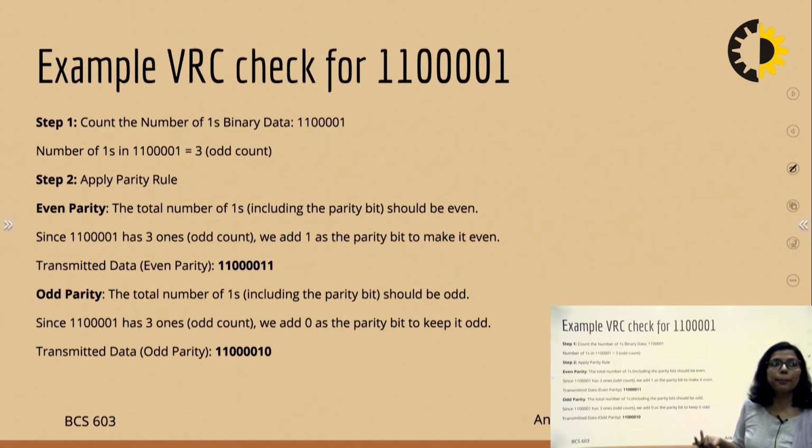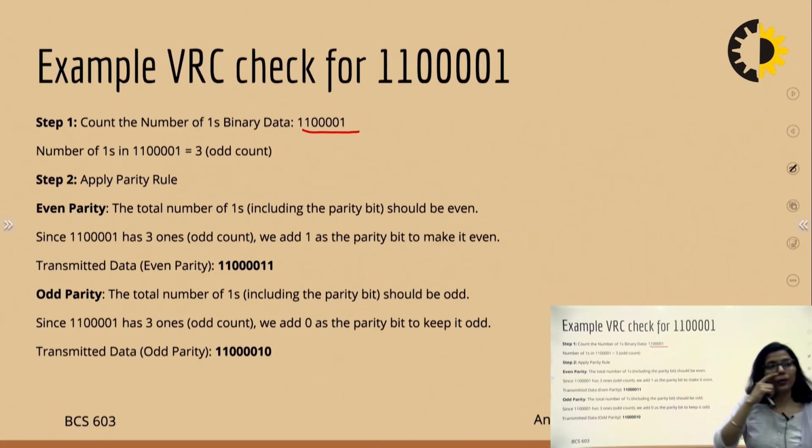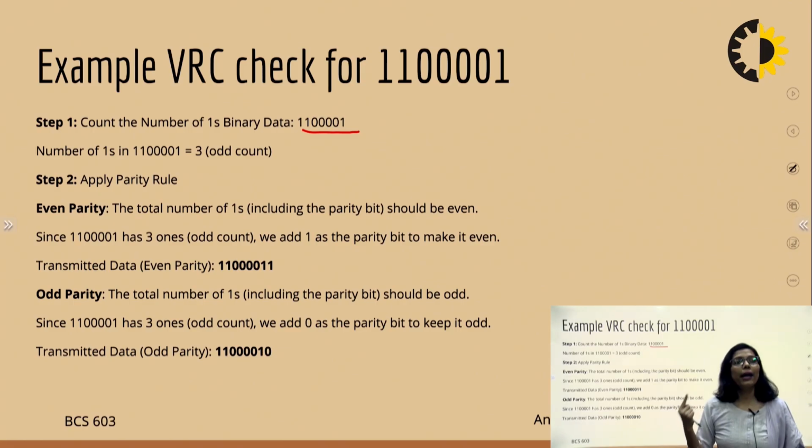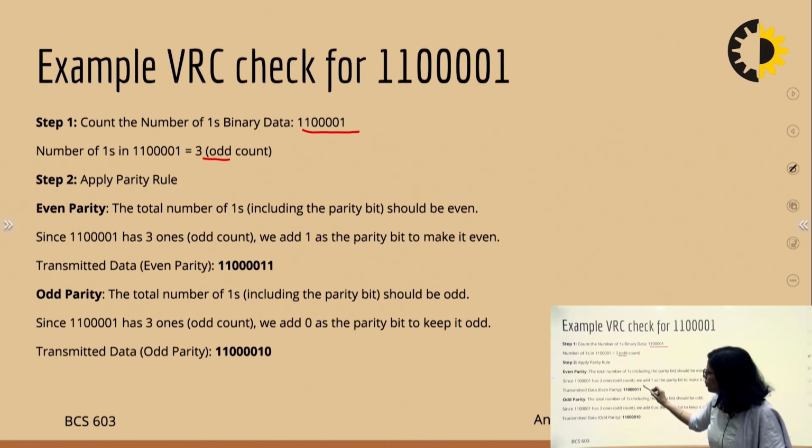Now, taking an example, suppose this is my binary data. In this binary data, I will try to find out the count of 1s. The count of 1s is 3. Now, I have decided I will go for even parity. So, I will add this 1. Now, the count of 1s in this is 4. It is now even parity.